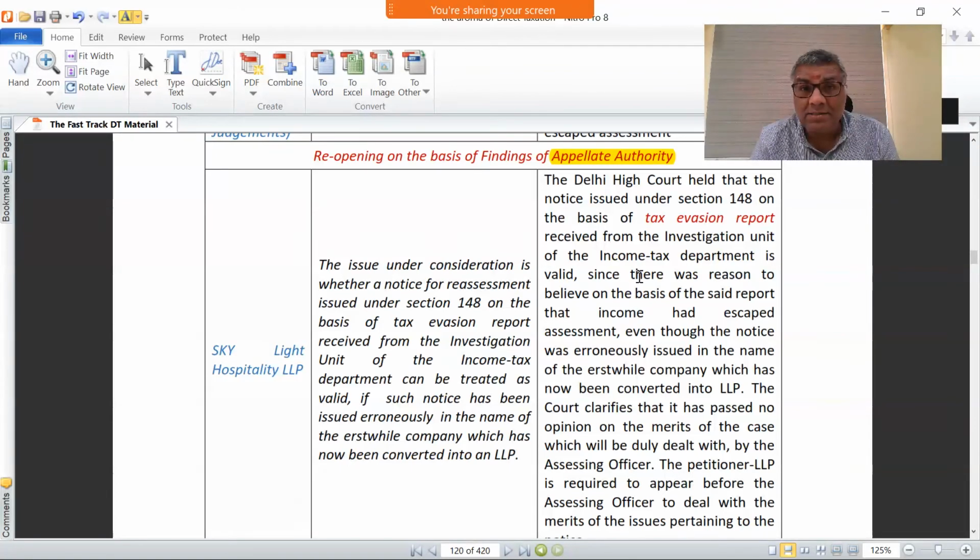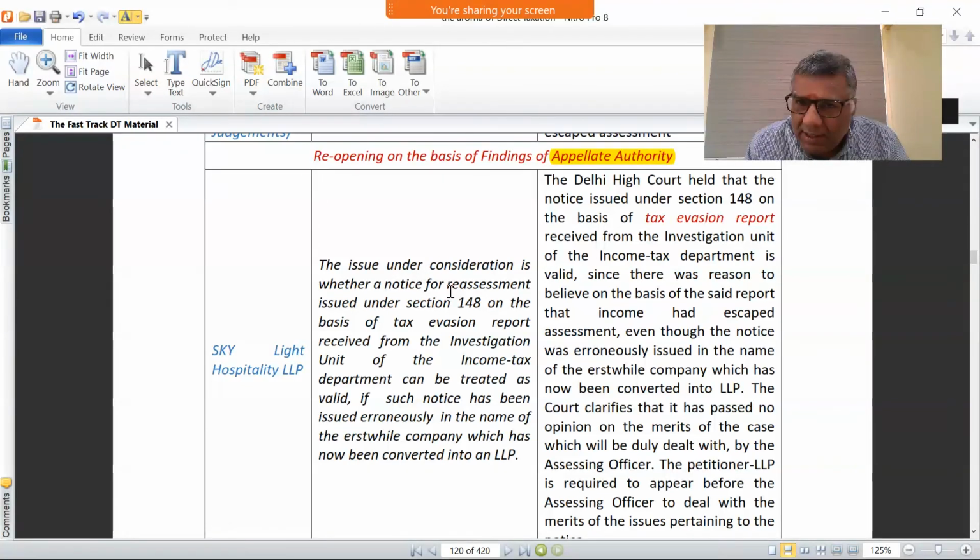On that basis, assessment was reopened. Assessee contended, this is mere hearsay. Gossips and rumors cannot form the basis, so the notice is invalid. The court said, no, this is not hearsay. Even though the assessing officer has not made it, he has substantial evidence from the investigative wing that tax has been evaded.